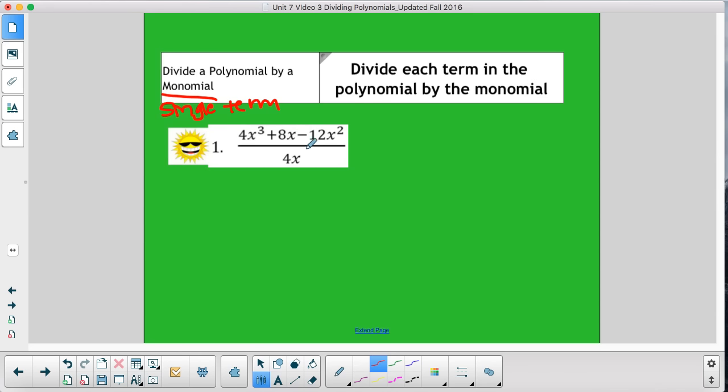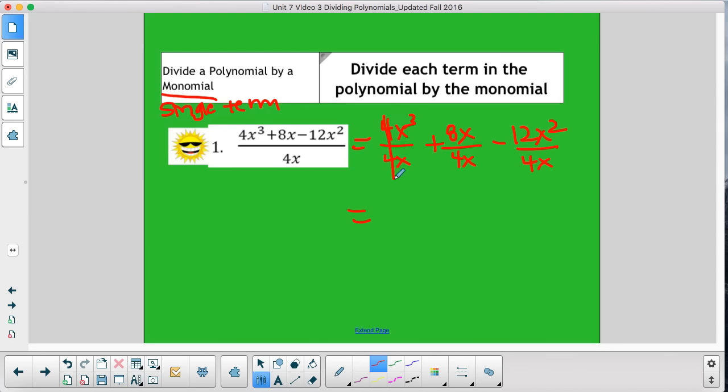So when you're dividing by a monomial, the way you can do this is you can take each term in the polynomial, in the numerator, and divide it by the denominator. So we would have 4x to the third over 4x plus 8x over 4x minus 12x squared over 4x. Then you just need to simplify.